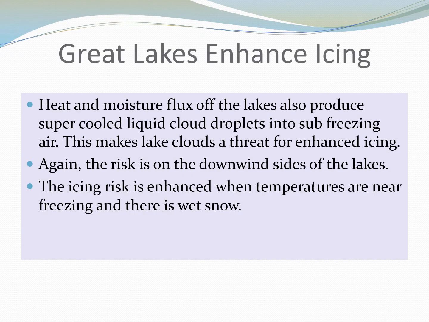Lake effect clouds and precipitation are also regions of enhanced icing concern, as the heat and moisture flux off the lake produce supercooled liquid cloud droplets in sub-freezing air. Again, the risk is going to be on the downwind side of the lakes. The icing risk is enhanced when temperatures are near freezing and there is wet snow.